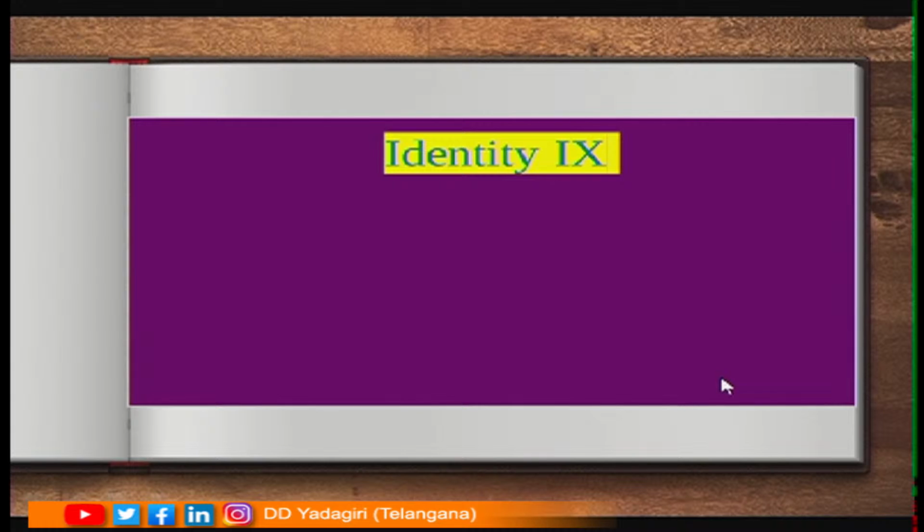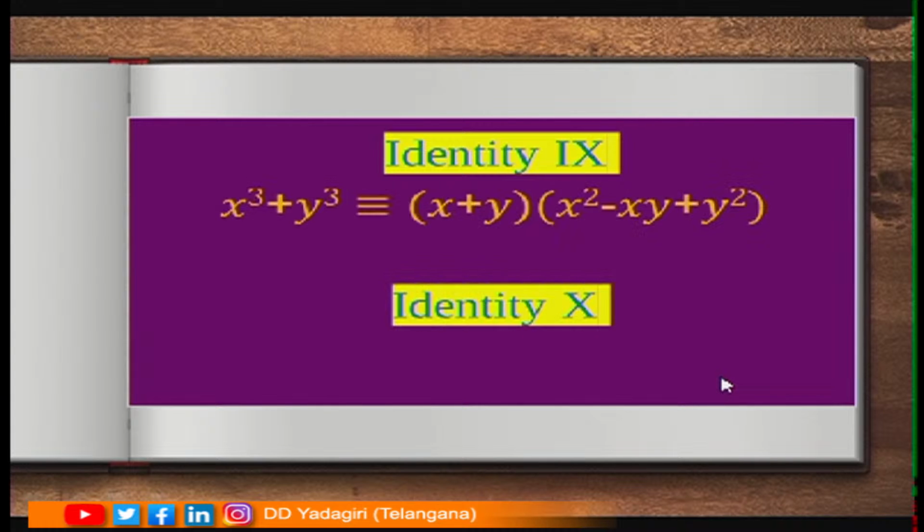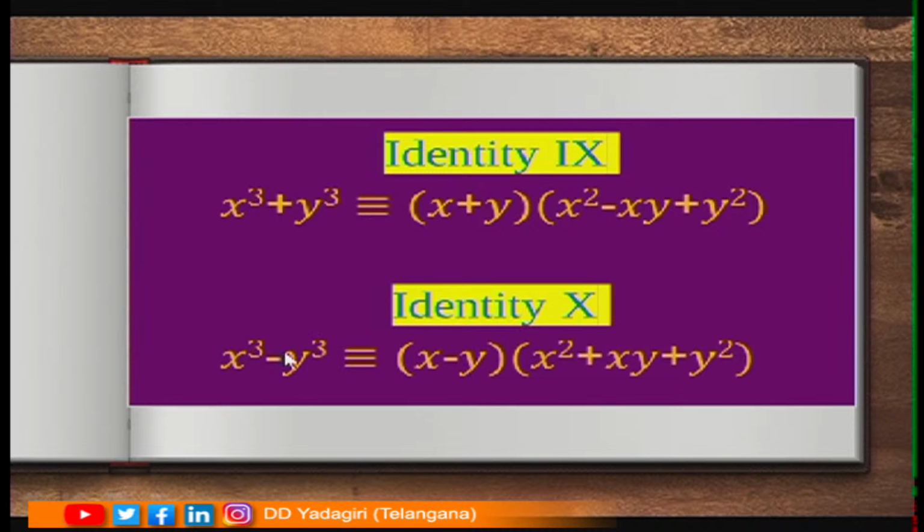We got few more identities, the identity number 9, x cube plus y cube is x plus y into x square minus xy plus y square. Simply multiply these two terms, you get x cube plus y cube. Likewise, x cube minus y cube is x minus y into x square plus xy plus y square. So, when you multiply these two terms, you are going to get x cube minus y cube.